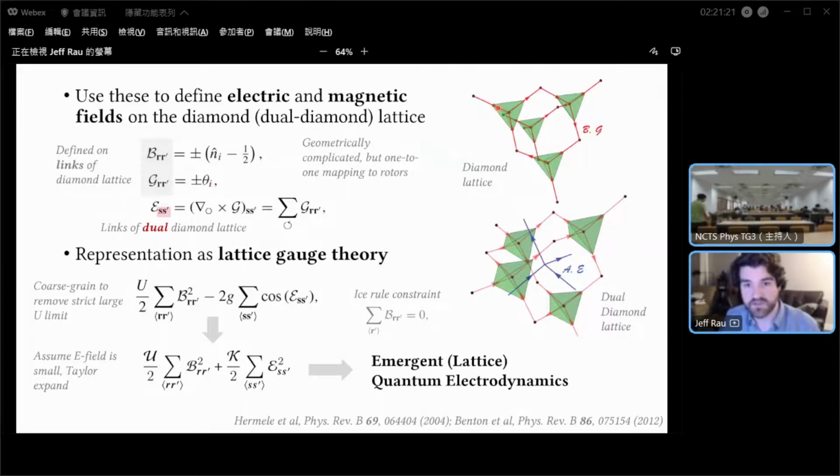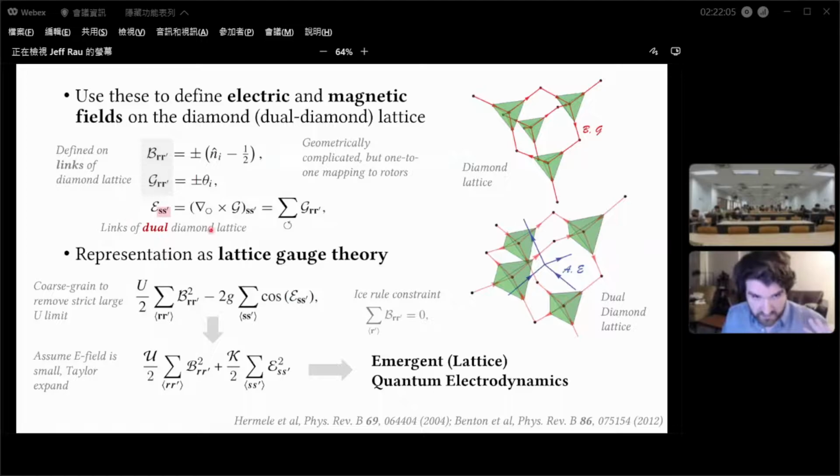For the pyrochlore lattice, you have these tetrahedra, and what we're going to call the dual lattice will be a diamond lattice, where instead of considering the sites of the pyrochlore, we consider the centers of each of these tetrahedra. If we consider that diamond lattice, then for each link of the diamond lattice, we can associate one site of this pyrochlore. So for every nearest neighbor link of this diamond lattice, there's a one-to-one mapping to the sites of this pyrochlore. We're going to interpret on each one of these pyrochlore sites, these rotor variables, this n or this theta, as being associated with a link variable, this b or this g, on this diamond lattice.